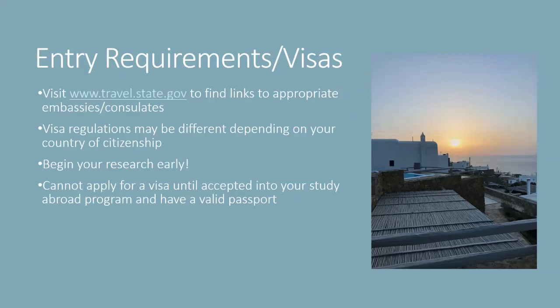Many countries also require that study abroad students obtain a study visa to enter the country and remain for the duration of the study abroad program. Regulations and processes vary greatly by country and also depend on your country of citizenship, so make sure that you begin your research early. The embassy or consular website of your host country is a great place to look for information about your entry process. Keep in mind that you will not be able to apply for a visa until you have been accepted to your study abroad program and have a valid passport.